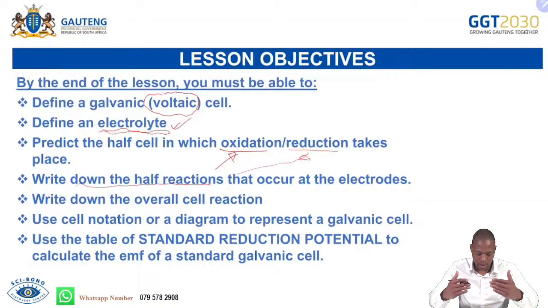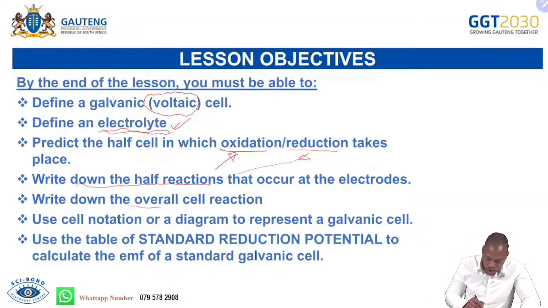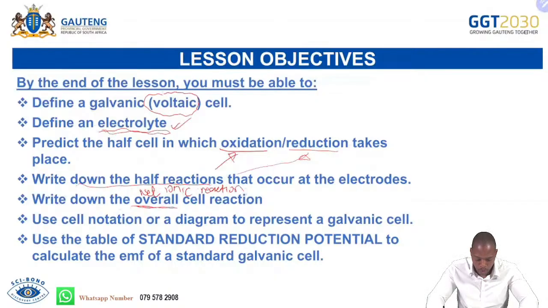After you have written the reduction and oxidation half reactions, you should be able to write the overall cell reaction. Sometimes it is referred to as the net ionic reaction. It's very important that you can write this overall or net ionic reaction. Then you must use a cell notation, or cell diagram, to represent a galvanic cell.